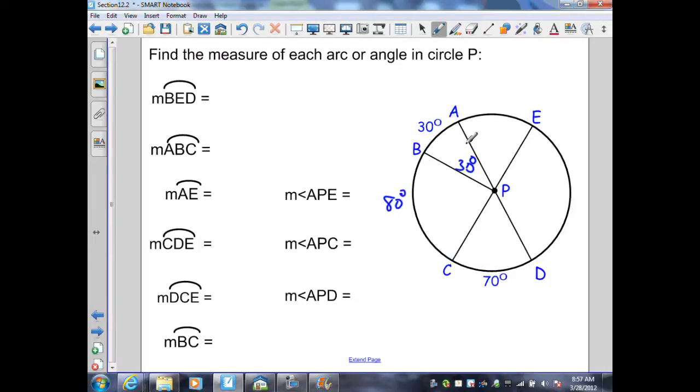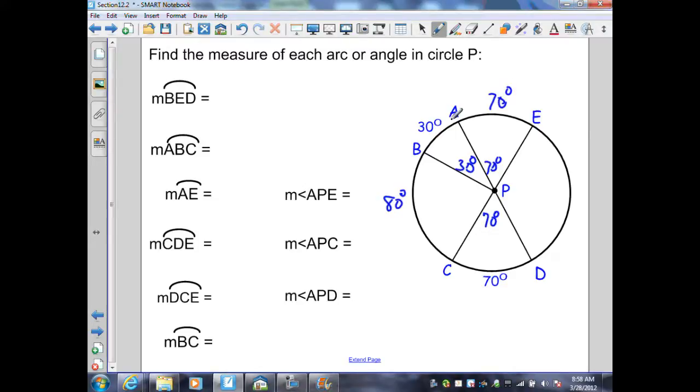Recall from previous sections, I know that vertical angles are congruent. Here, angle APE and angle CPD are vertical angles. Therefore, I know they're congruent. Since this angle is 70 degrees, because the arc is 70 degrees, I know this angle is 70 degrees. And that makes arc AE equal to 70 degrees.